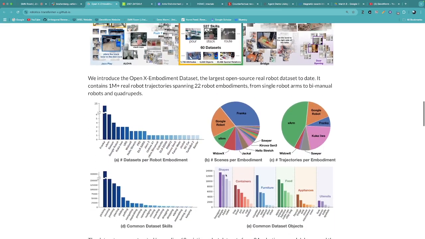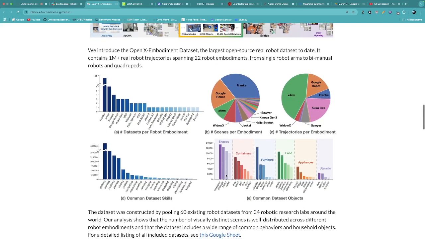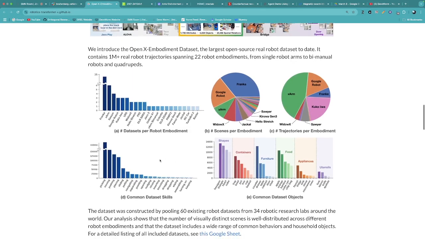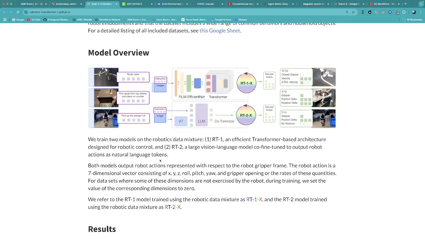So this is the OpenX embodiment data set. They break down their scenes, their trajectories, and aspects of the data set, and then show what they're doing. A robot is asked to route a cable, pick an apple from a top drawer and place it on the counter, pick up the orange fruit. So it's doing fine motor tasks. It's identifying objects, shapes and colors, and so it's using semantic labels. So it is multimodal in that sense.